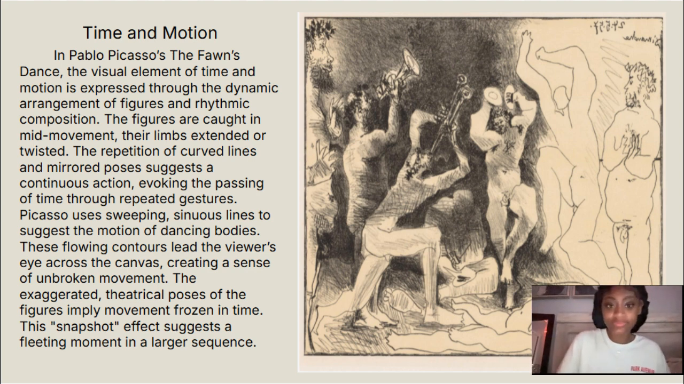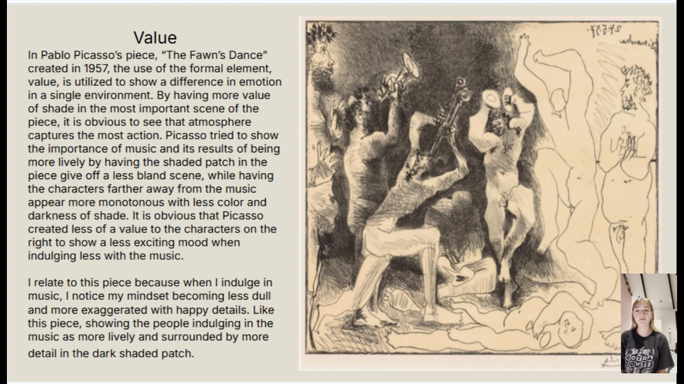The use of the formal element value is utilized to show a difference in emotion in a single environment. By having more value of shade in the most important scene of the piece, it is obvious to see that atmosphere captures the most action.